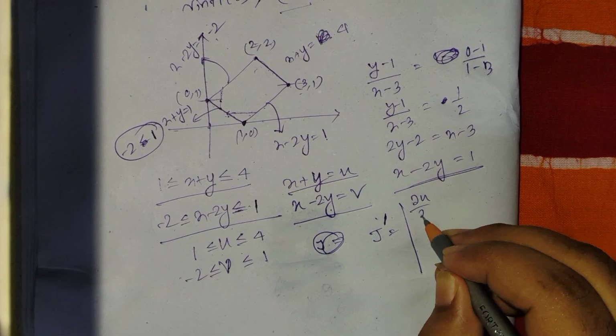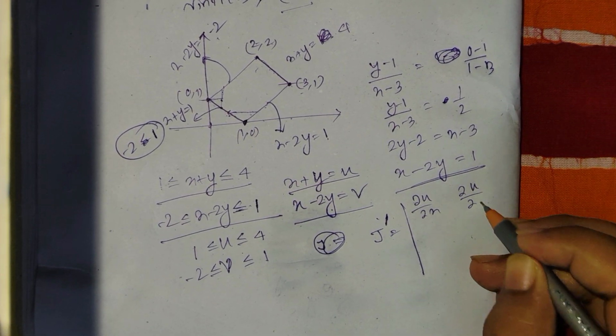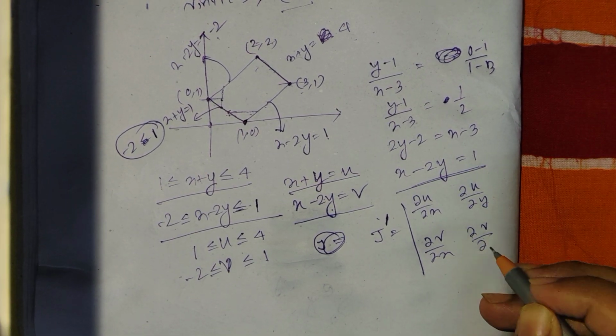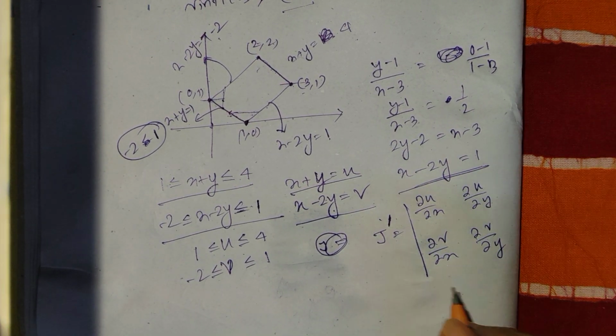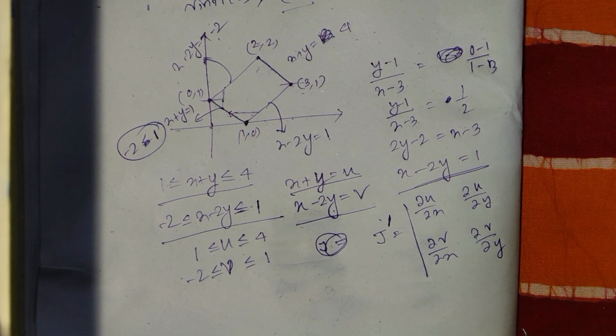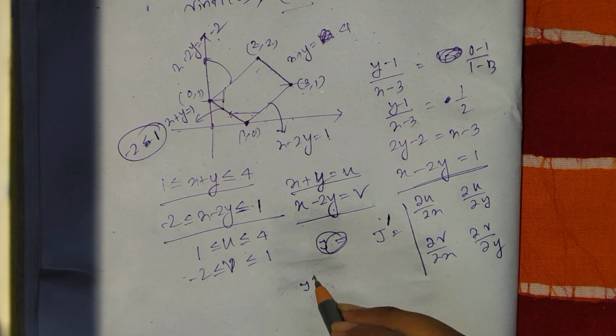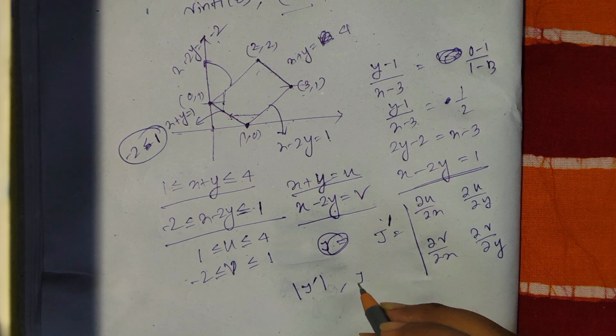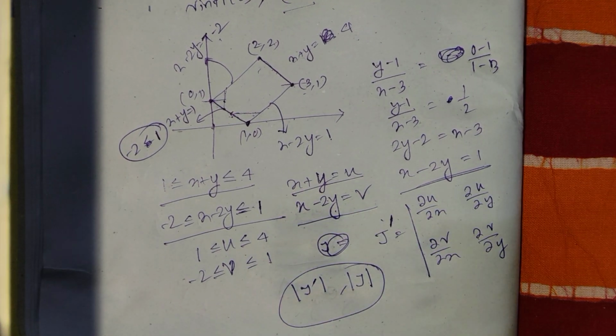Basically del u by del x, del u by del y, del v by del x, del v by del y. Now another thing which I want to say: when you are using the transformation, don't put Jacobian prime, put the mod of Jacobian prime, or put the mod of Jacobian. It is another thing which you need to know.